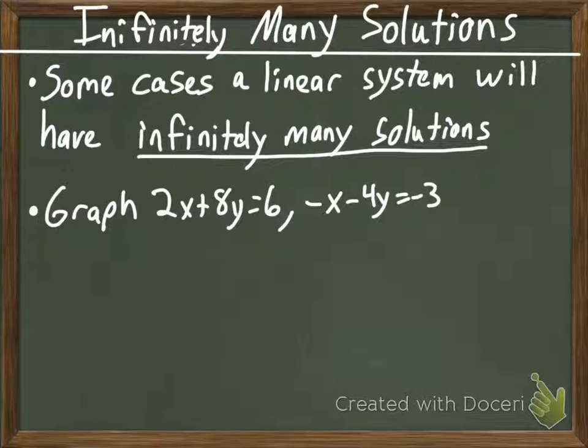That's what that means. So to look at this, I want you to graph that first example, 2x plus 8y equals 6, negative x minus 4y equals negative 3. So go ahead, graph it, and see what happens now. Whenever you graph this, what I hope you would have seen was that there is no difference between the two lines. This line right here is the exact same line as this. That's why there's an infinite amount of solutions, because they're exactly the same.